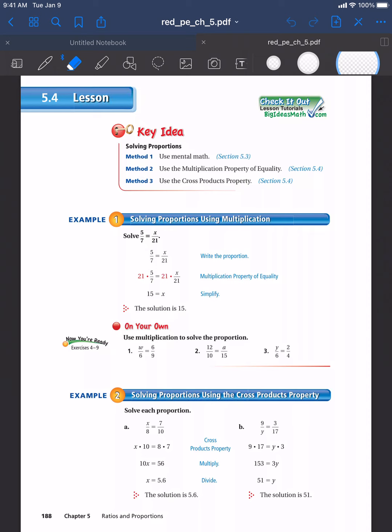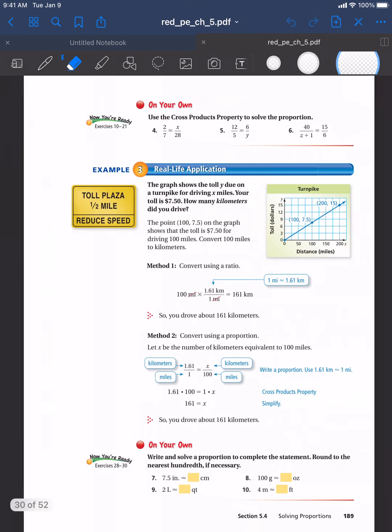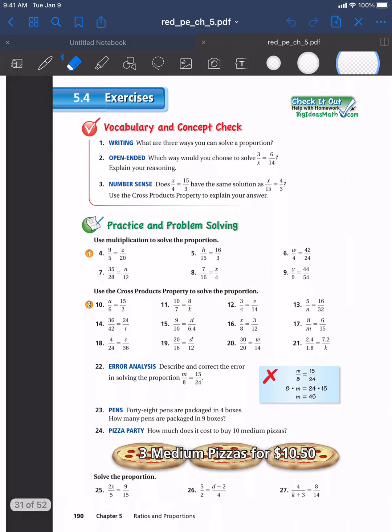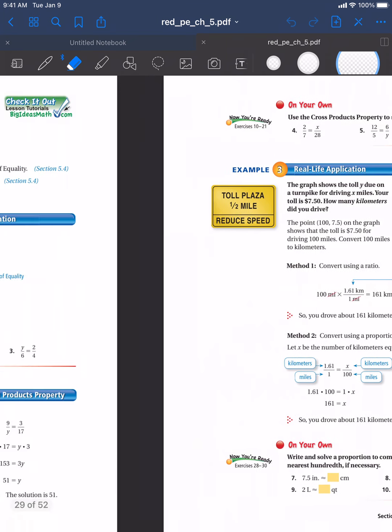Hi, 7th grade. So today what I'm wanting to do is make 5.4 and 5.5 into one, and take these two lessons and make them into one, because I feel like they're both very simple and we don't need to waste too much time on them.